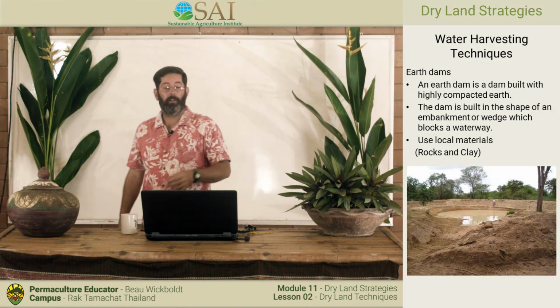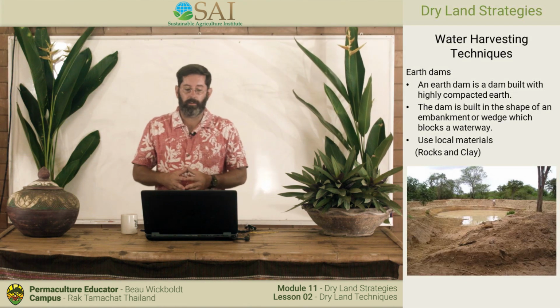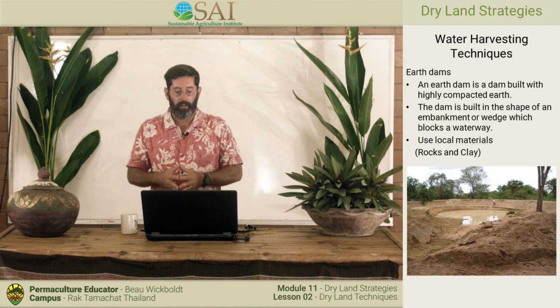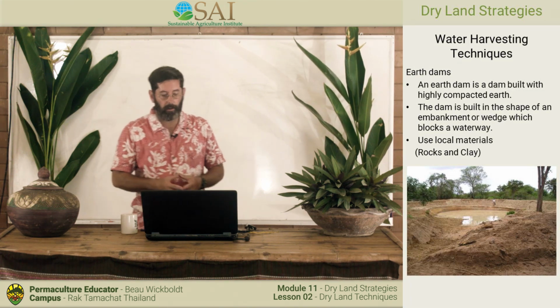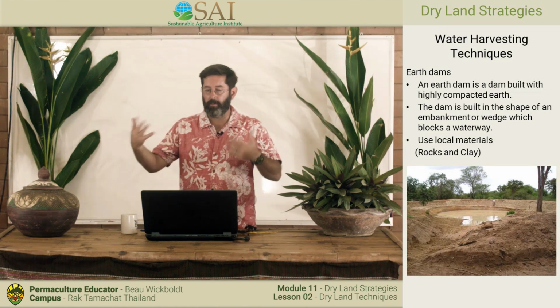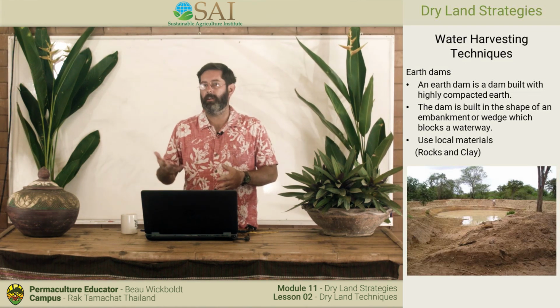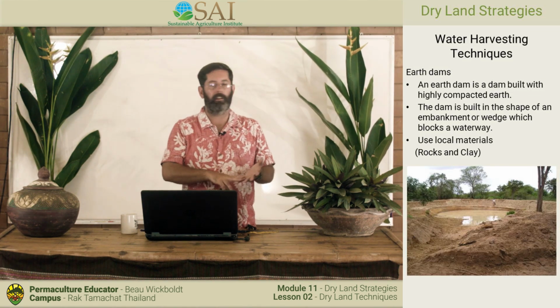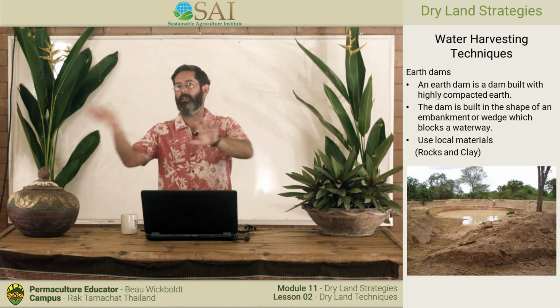You could, in certain areas of dryland situations, still use earthen dams if it's not too sandy. So an earth dam is built with compacted earth, in the shape of a wedge or an embankment. And we can use any locally available materials to do this, whether they're rocks and clays. So you can have a mixture of rocks with clay.